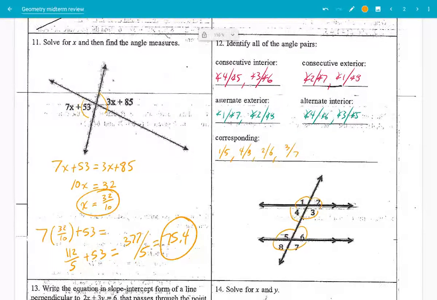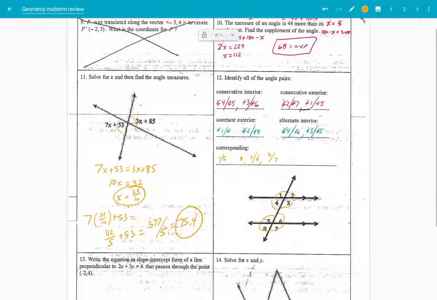Did I do that right? That's 85 minus 53, 32. Yeah, that's right. Okay. All right, let's keep on going.